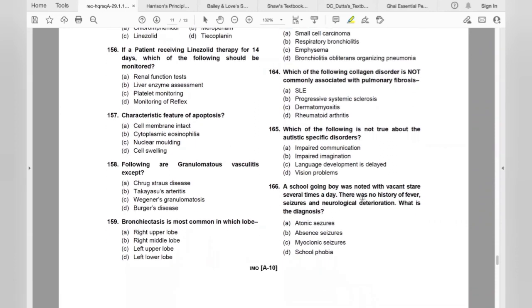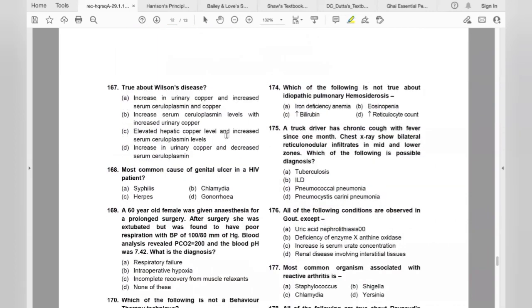A school-going boy was noted with a vacant state several times a day. There is no history of fever, seizures, neurological deterioration. What is the most likely diagnosis? The most likely diagnosis here is absence seizures. True about Wilson's disease. Answer is increase in urinary copper and decrease in serum ceruloplasmin. Most common cause of genital ulcer in HIV patient is herpes.